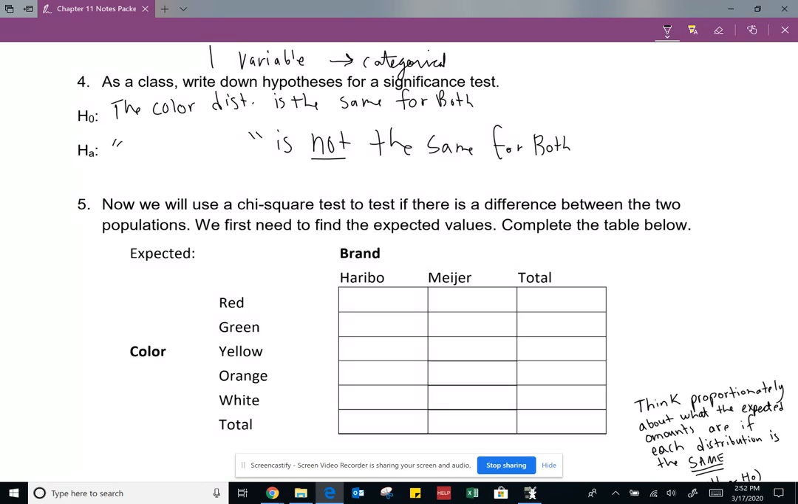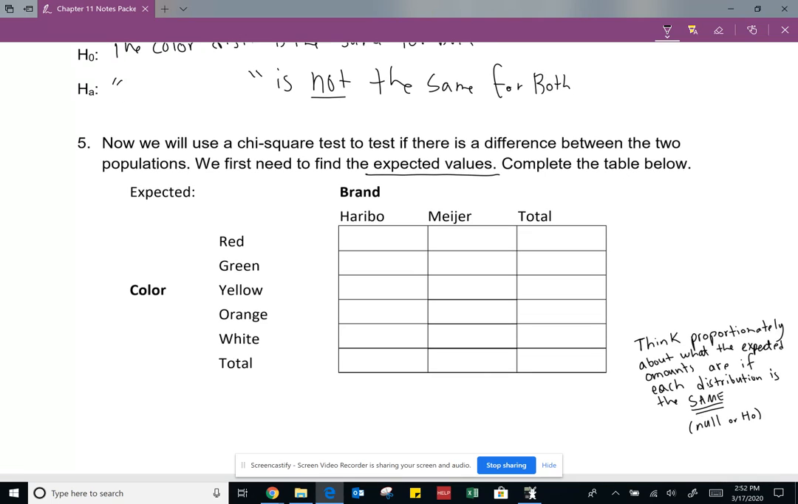First thing we need to do is figure out what the expected values are. With the previous lesson with the M&Ms, we just figured out what our sample size was and what the company was telling us the proportion of red should be. For this, we need to think proportionately about what the expected amounts are for Haribo and for Mahir if we're saying that the distributions are the same. We didn't have the same number of Haribo candies as we did the Mahir brand, but we can proportionately figure out what we expected.